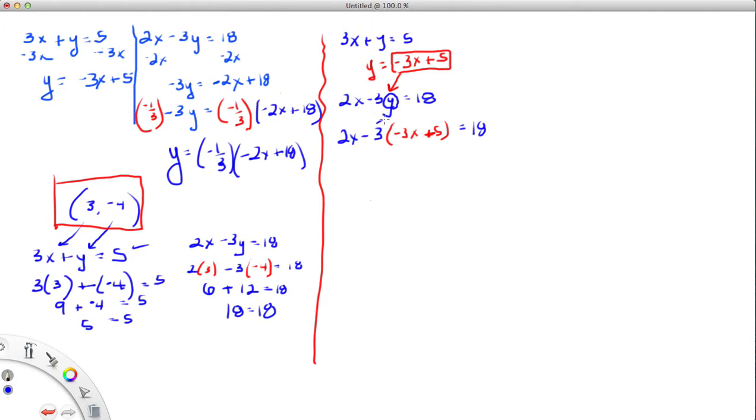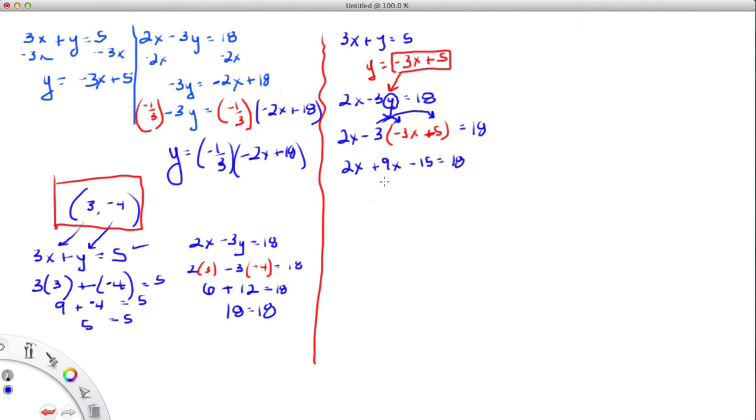Now simplify this. I'm going to multiply through by negative 3. So negative 3 times negative 3x is plus 9x. And then negative 3 times 5 is negative 15 equals 18. Simplify. Notice now we have one equation with one unknown. We can solve for x. Originally we had two equations with two unknowns. You can't solve those and get an answer. But if you have one equation with one unknown, you can solve it and get an answer. That's why we did that substitution.